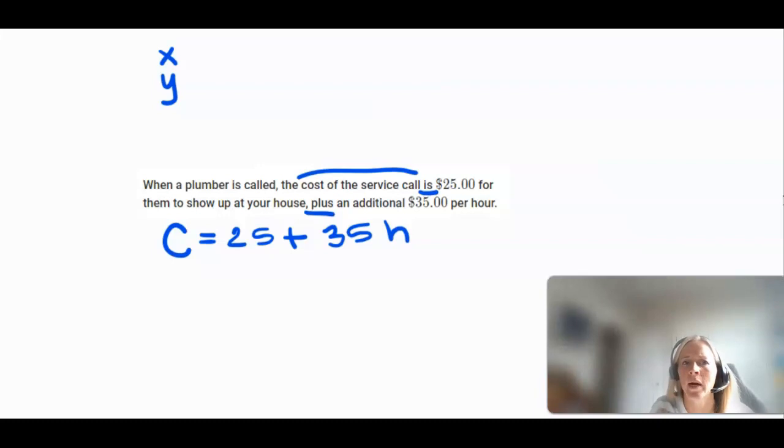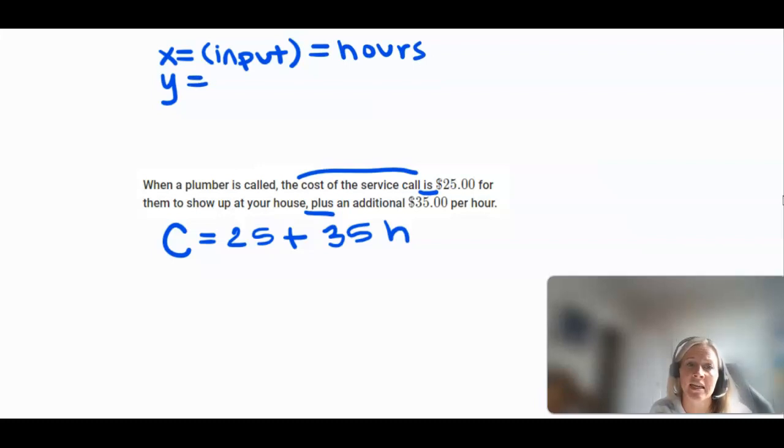So let's figure out what x is, or basically another way of thinking this is just what our input is going to be. So we can see what determines the final output is going to be the hours. However many hours they spend, that will define our final output. So that tells us our output is just the cost. What is our total cost? And again, that's our output.